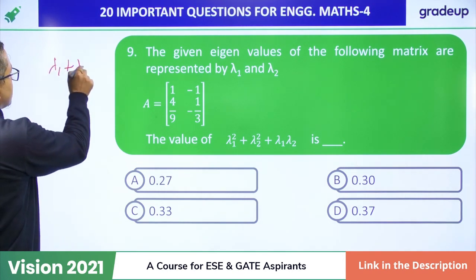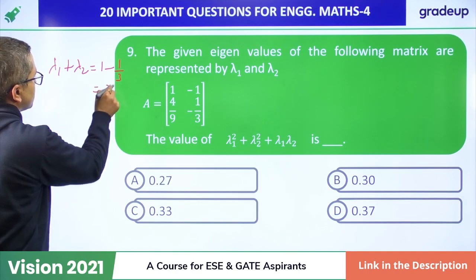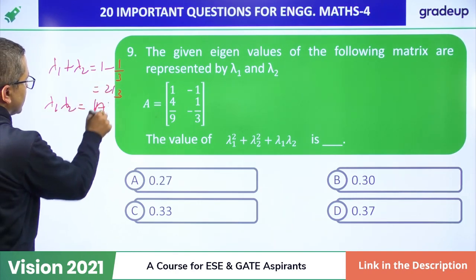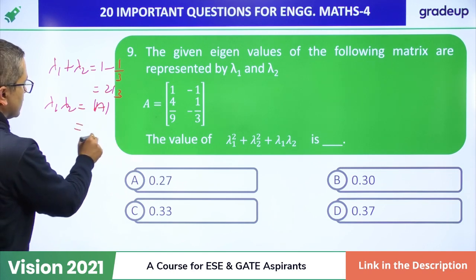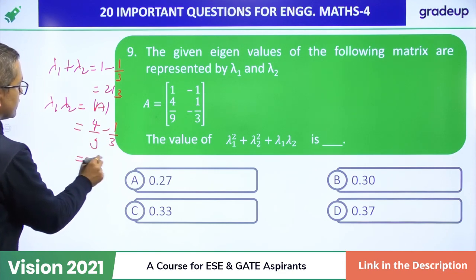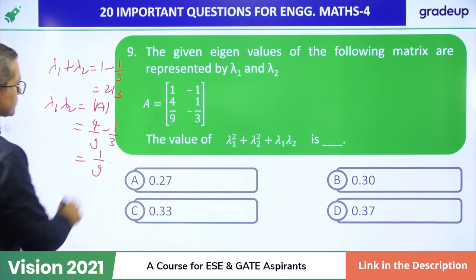Lambda 1 plus lambda 2 is nothing but the trace, that is 1 minus 1 upon 3, that is 2 upon 3, and the product of these is mod of A, so that becomes 4 upon 9 minus 1 upon 3. That is 3 upon 9, 1 upon 9.